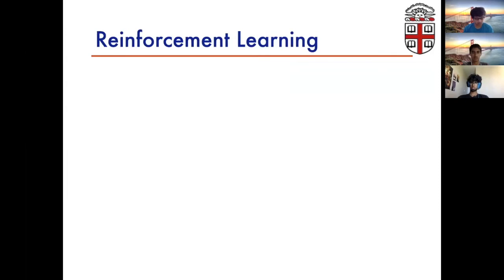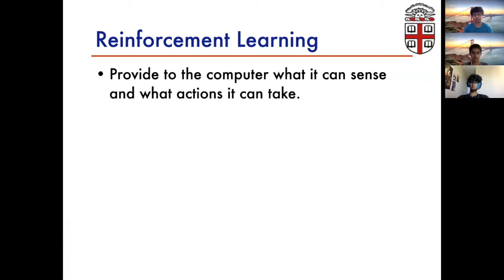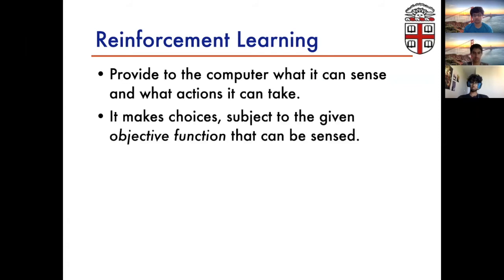In my field, we refer to this as reinforcement learning, the problem of the system learning from those incentives how to choose actions. So to delegate to a reinforcement learning system, we have to provide to the computer what it can sense and what actions it can take. And then it makes the choices subject to the given objective function. And that objective function has to be something that the system itself can sense, right? Otherwise, it doesn't know whether or not it's doing what it was setting out to do.